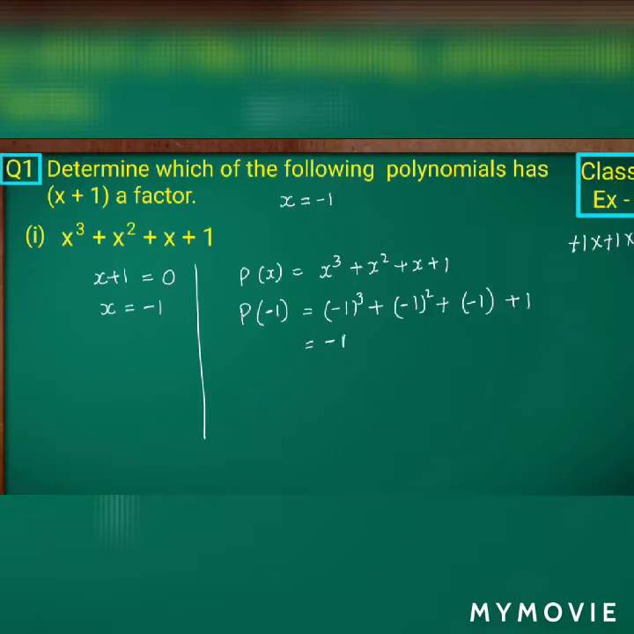Minus 1 whole cube is minus 1 plus. So minus 1 whole square, we are having the even power, isn't it? So obviously it will become plus 1, that is minus 1 into minus 1, minus into minus is plus, 1 into 1 is 1. So plus into plus is plus, plus 1. Now plus into minus is minus 1 plus 1, isn't it?